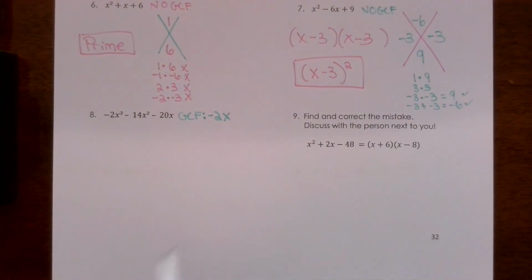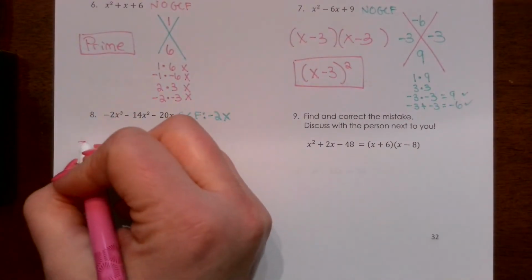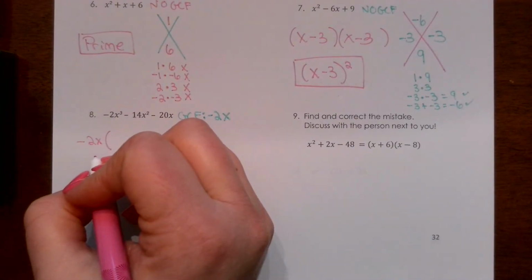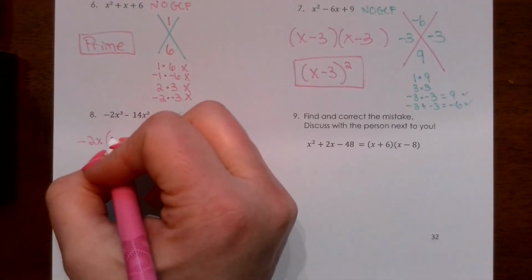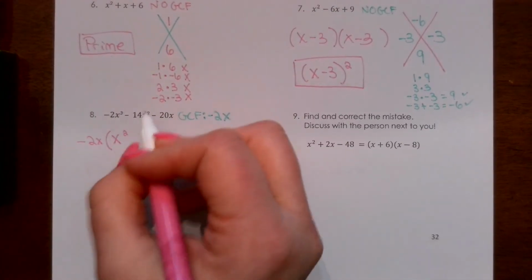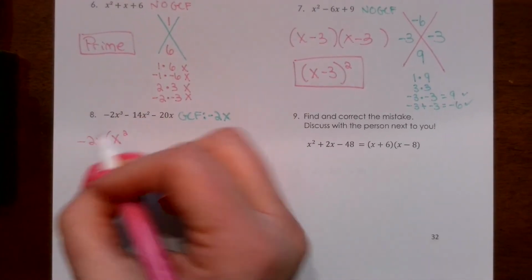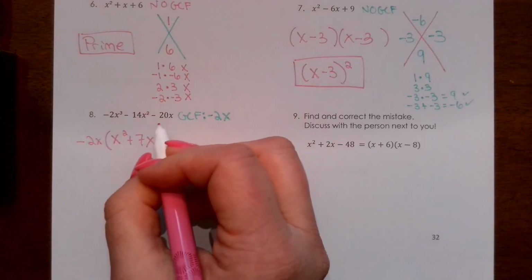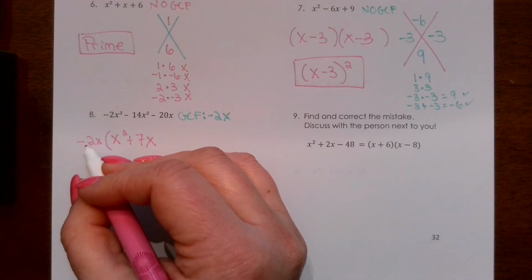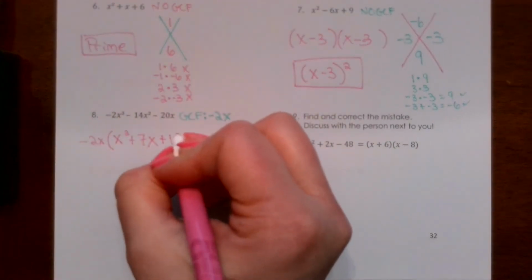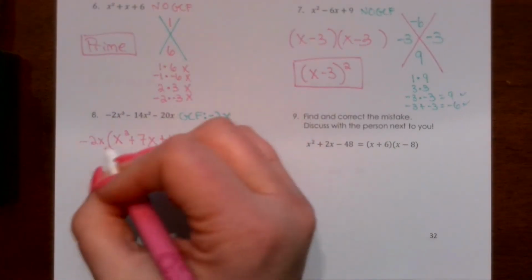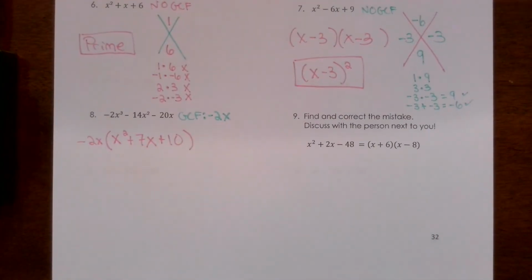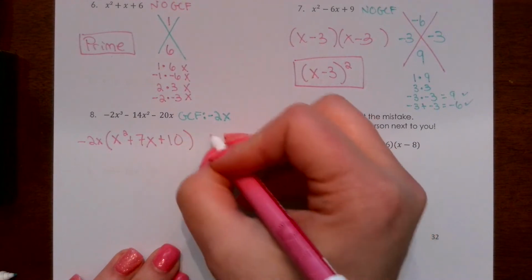Let's see what that looks like. I'm going to take negative 2x. Negative 2 divided by negative 2 is 1. 3 minus 1 is x squared. Negative 14 divided by negative 2 is plus 7, and 2 minus 1 is x. And negative 20 divided by negative 2 is plus 10, and x minus 1 is 0, so the x goes away. Let's draw up a nice big x.